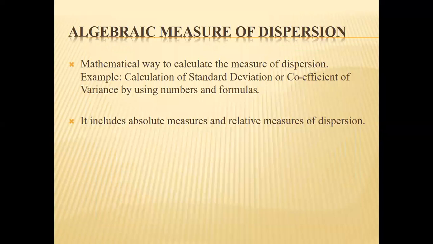So the algebraic measure of dispersion means a mathematical way to calculate the measure of dispersion. An example would be the calculation of standard deviation or coefficient of variation using numbers and formulas. It includes absolute measures and relative measures of dispersion.